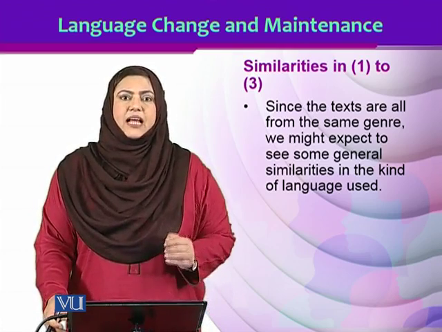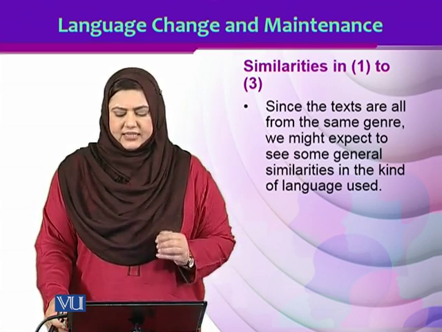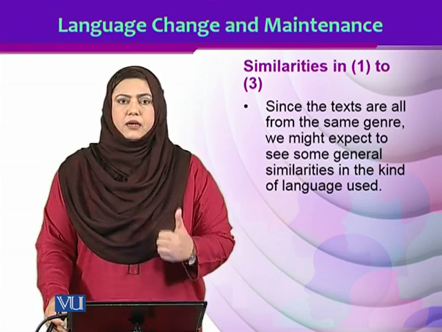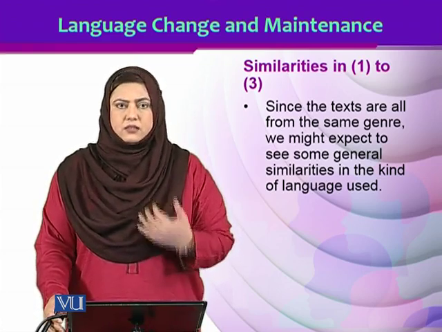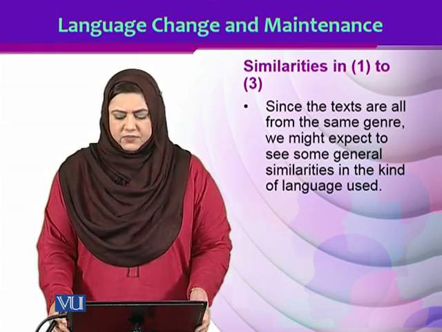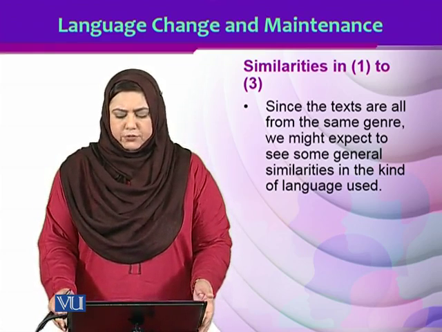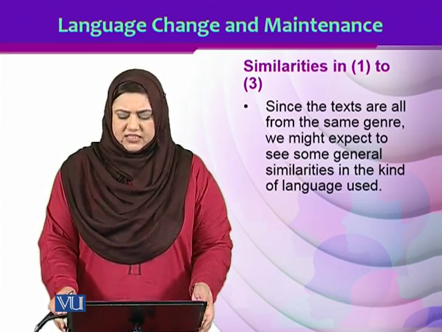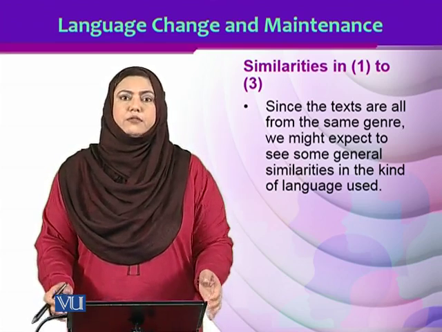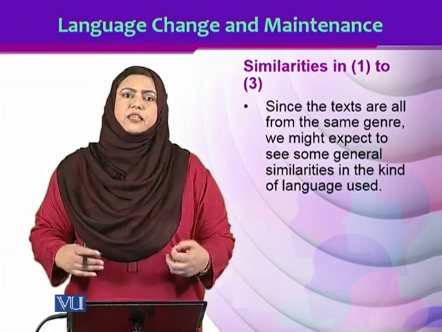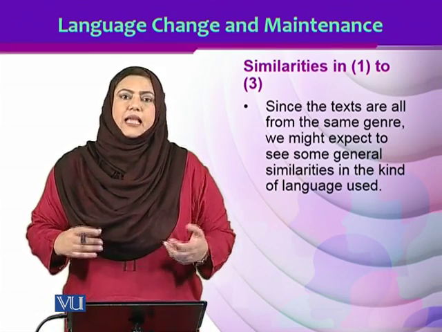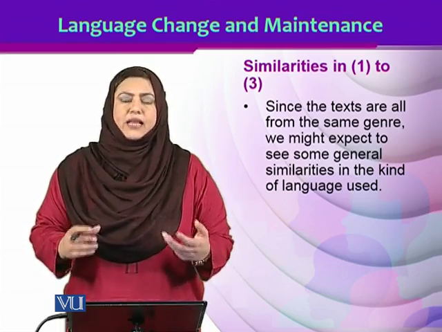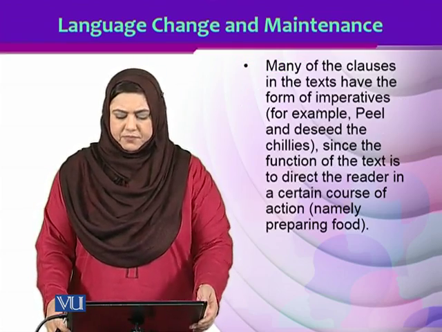There are certain similarities in text 1 and text 3, that is the Middle English period and the current English, today's English. Since the texts are all from the same genre, that is the cooking genre, we might expect to see some general similarities in the kind of language that is used. So, for example, the names of certain edibles or some utensils, they are the same.